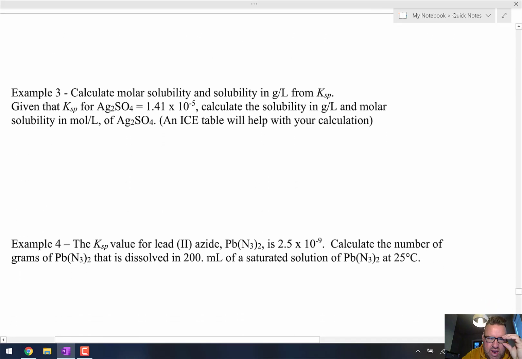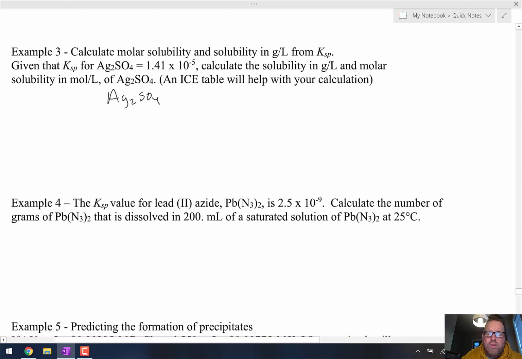Okay, example 3. Calculate the molar solubility and the solubility in grams per liter from the KSP value. So the KSP value for Ag2SO4 is 1.41 times 10 to the minus 5th. Calculate the solubility of Ag2SO4. So anytime they give you the KSP value, sometimes we get that question of, I don't know when to use an ICE table. Anytime they give you the KSP value and are asking you for something else, an ICE table is usually really, really helpful.